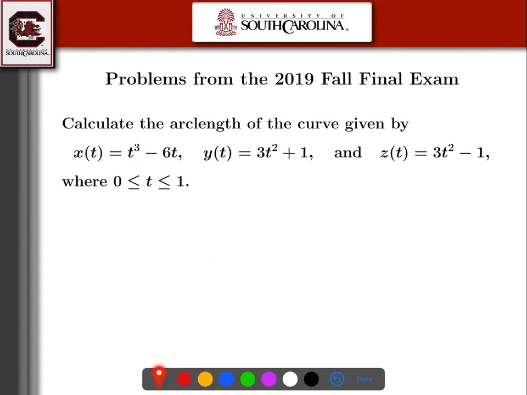So the next problem is finding the arc length of a curve where t is between 0 and 1. We want to take the derivatives of each of these, square them, and add them. And then what we want to integrate is the square root of that.